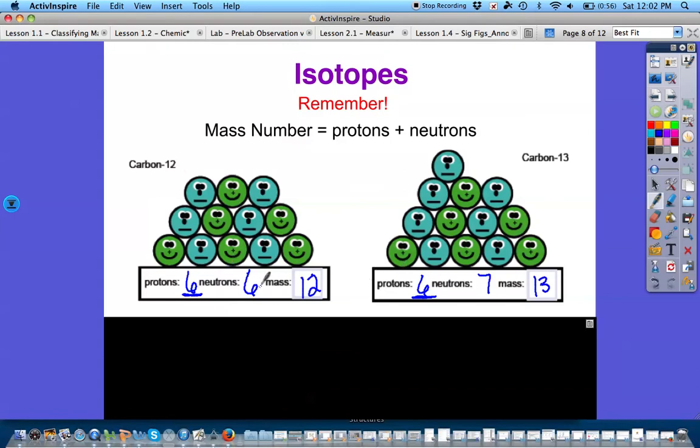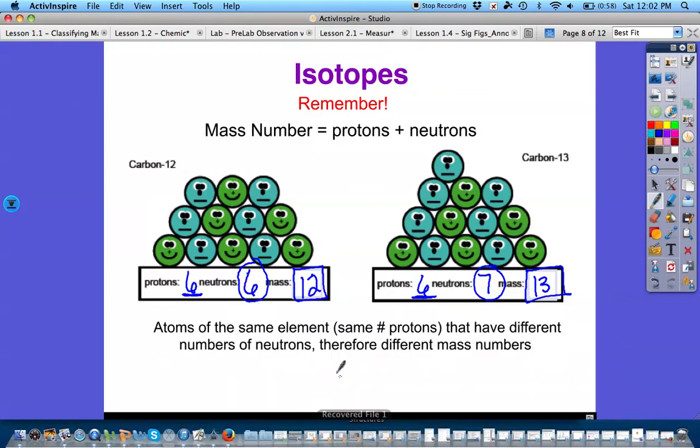The difference comes in the number of neutrons, which then gives us a different mass number for both of these carbon atoms. So what is an isotope? Isotopes are atoms of the same element with the same number of protons, but they have a different number of neutrons, and therefore they have different mass numbers.